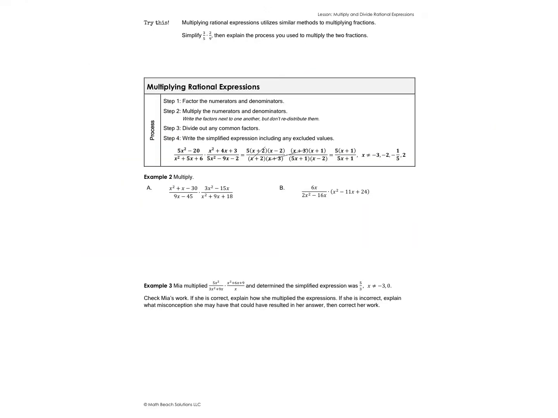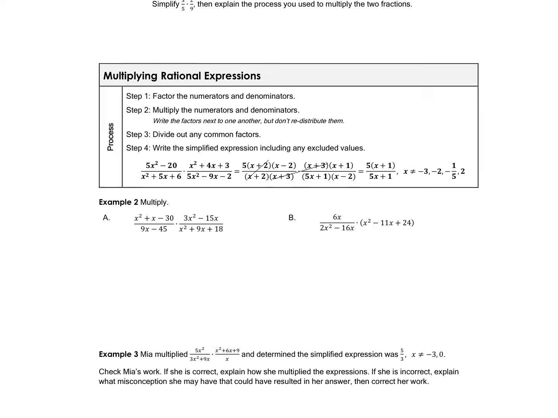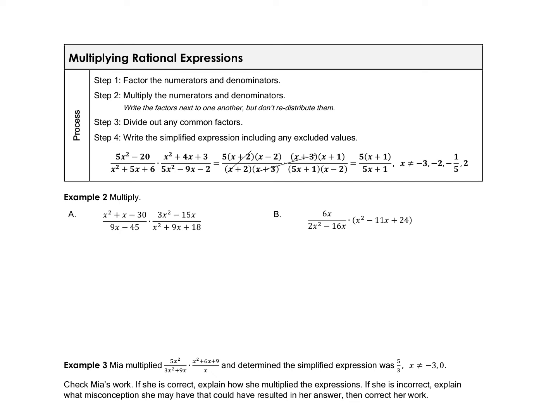So let's flip over. Now we're going to get into the multiplying. So to multiply, you're first going to factor the numerators, denominators like we were just doing. Then we're going to multiply the numerators and denominators, and it says write the factors next to one another, but do not redistribute them. So make sure you're not redistributing them. You're going to divide out the common factors. So if they have any common factors, you're welcome to mark those out, or you need to mark them out. And then you're going to write the simplified expression, including any excluded values.